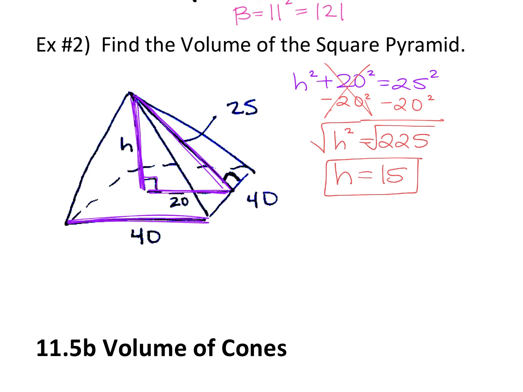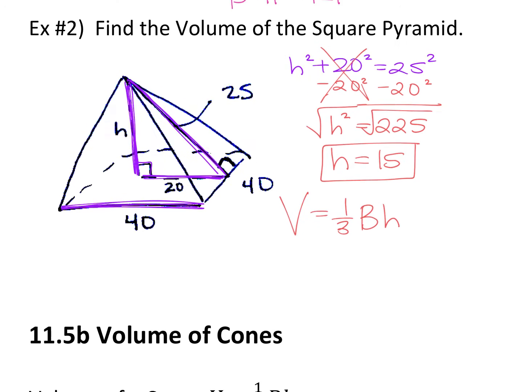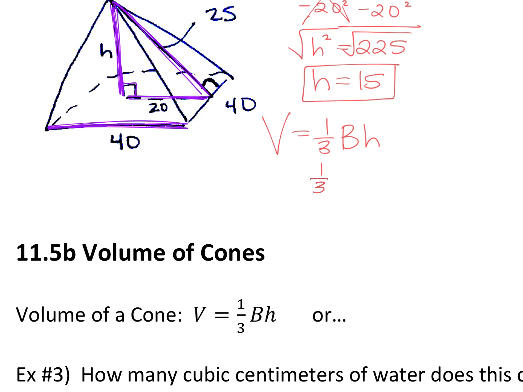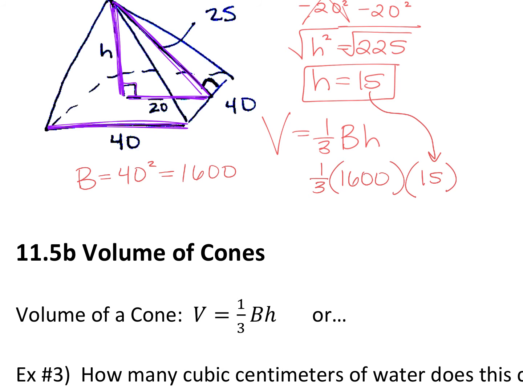Okay, so then if we're trying to find the volume, remember volume is 1/3 times b times h. What is b right now? 40 times 40. Your area of your base is 40 squared, or 1600. So you get 1/3 times 1600 times what? The height that we just found using Pythagorean Theorem. So times 15. Plug that into your calculator. You get 8,000 what? Units cubed.